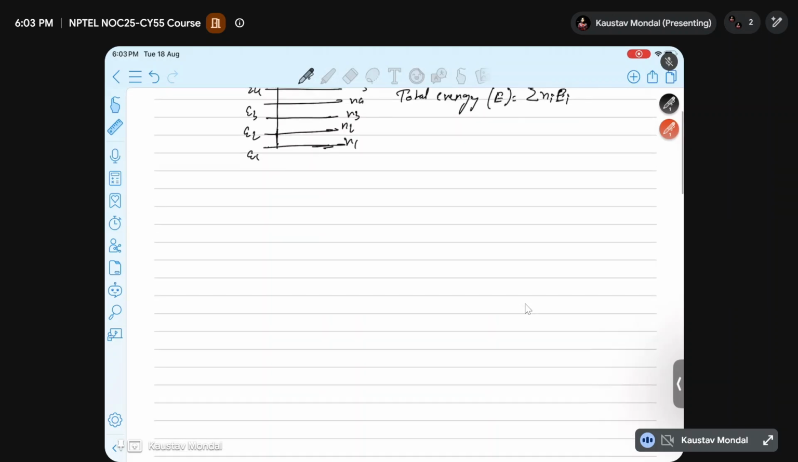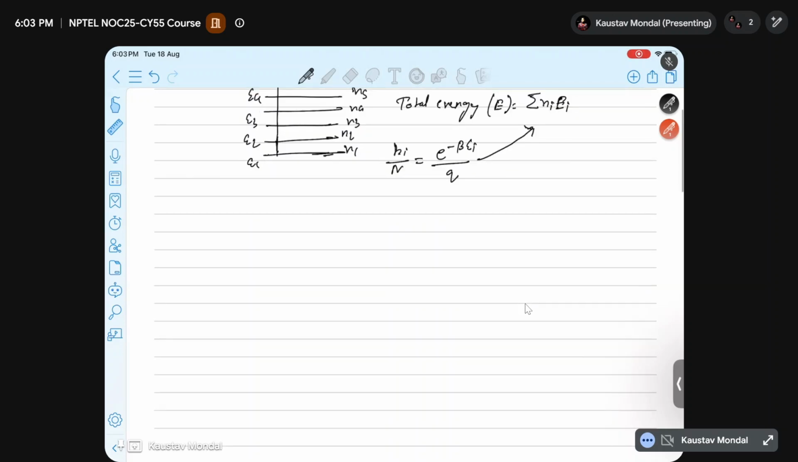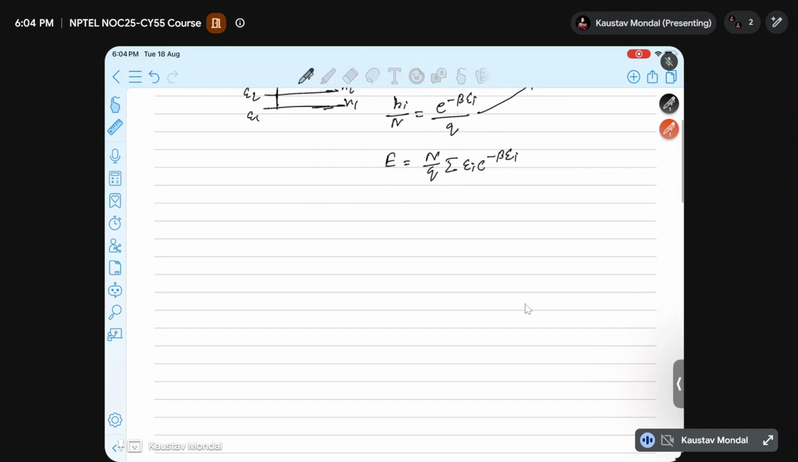Now we substitute the Ni. From the Boltzmann distribution we know that particles are distributed in the energy states by following this distribution: Ni by N is equal to e to the power minus beta Ei by q, where q is the partition function. If we substitute this here, we get the total energy E as N by q times the summation over i of Ei e to the power minus beta Ei. So this is the total energy.